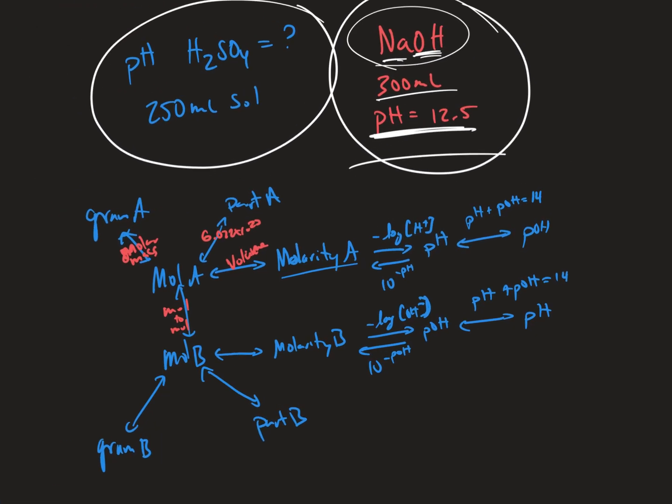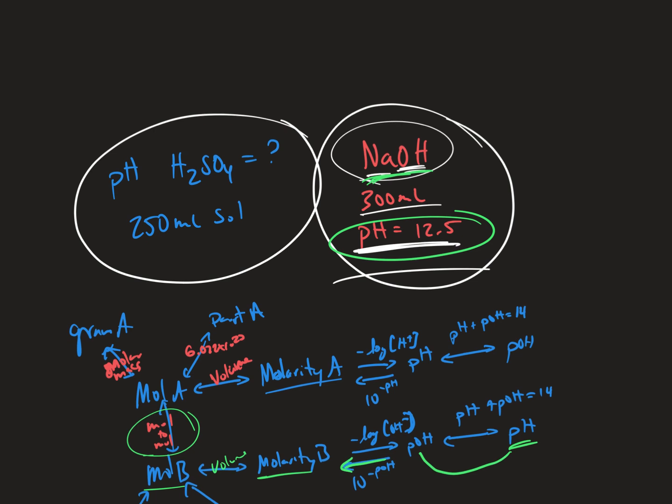So here we have our pH of a base. So we're right here. You with me? So we first need to find the pOH. And then, if we want to go this way, we can find the molarity of our base. Does that make sense? And then we multiply by the volume to find the moles of our base, and then use the mole-to-mole ratio from our balanced equation.